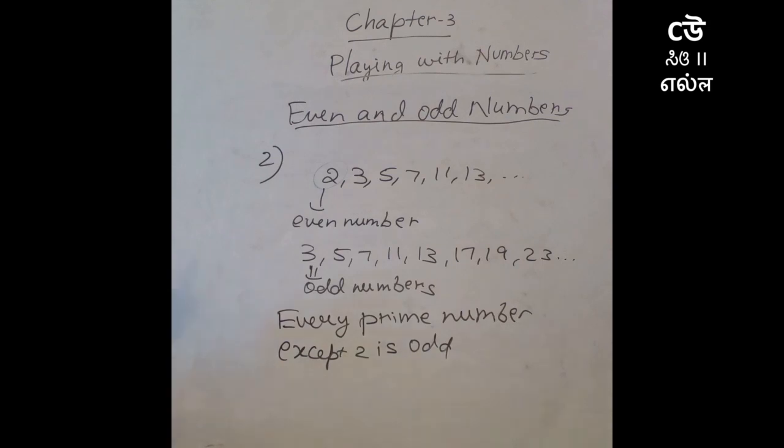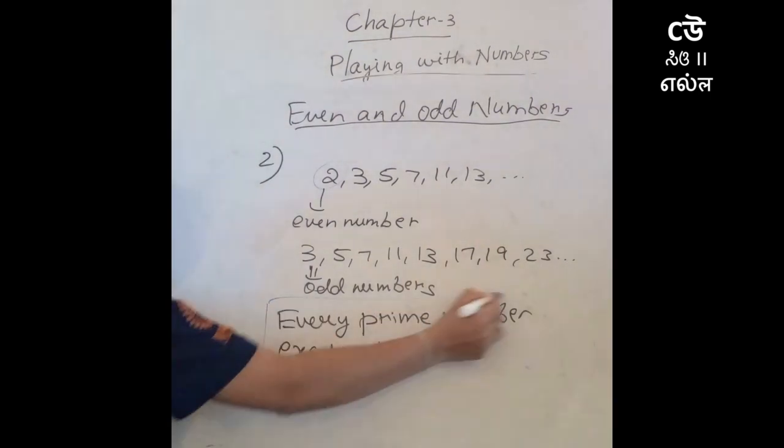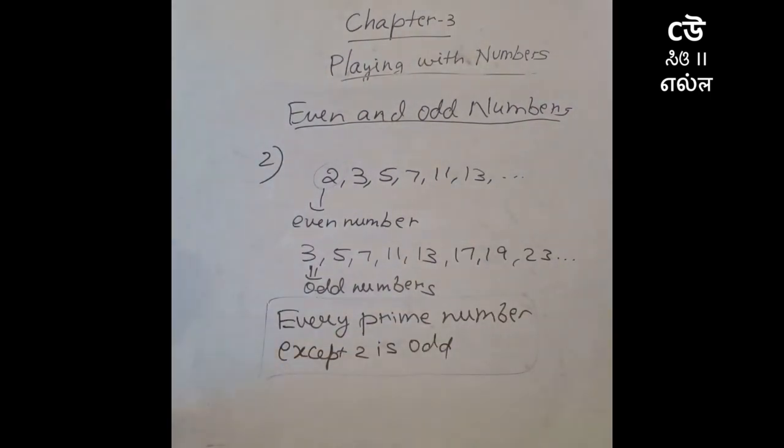Okay. So first, what is the fact we saw? The first fact we saw is 2 is the smallest prime number which is even. Because 2 is a prime number, and 2 is the even number in the prime numbers. So 2 is the only even number we are getting. So we can tell that 2 is the smallest prime number which is even.